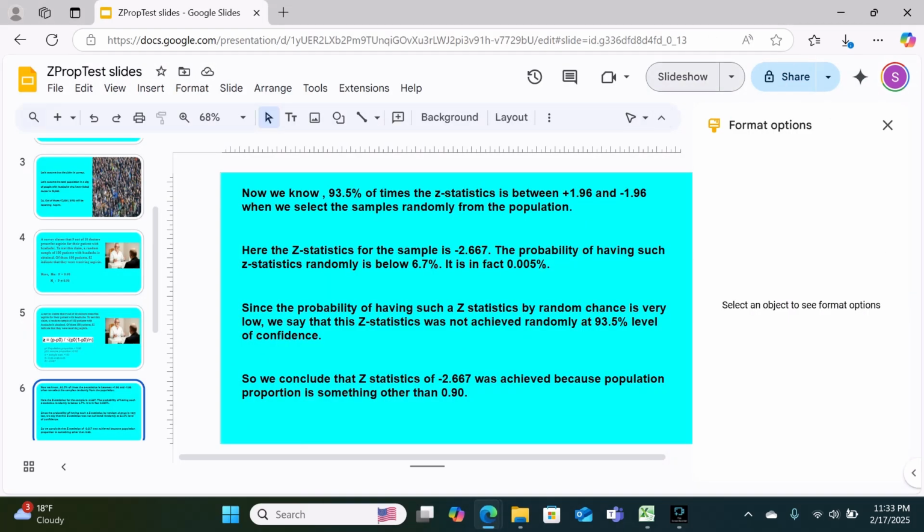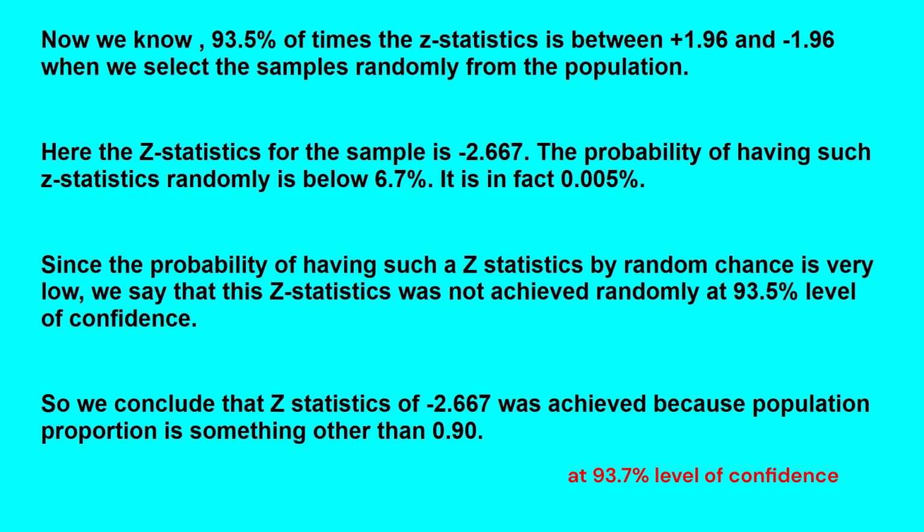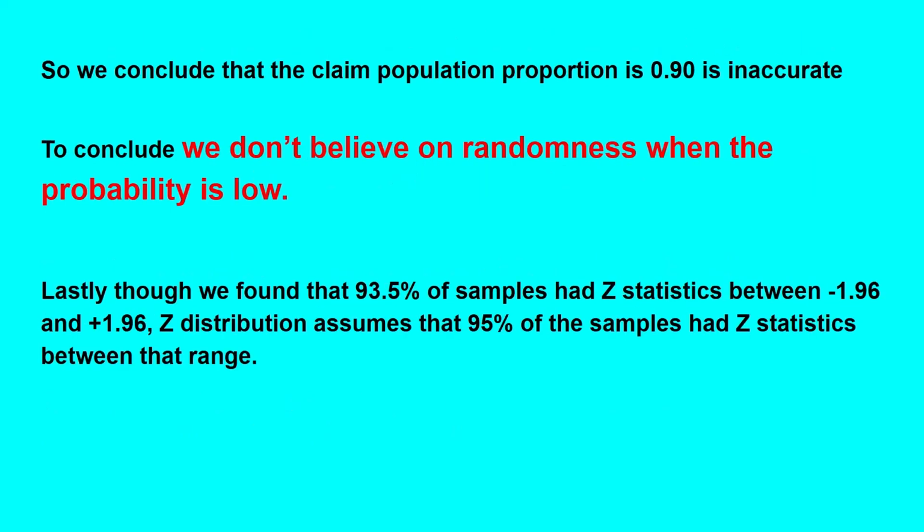So the probability of having such a G statistic by random chance is very low. We say that this G statistic was not achieved randomly at 93.5% level of confidence. So we conclude that the statistic of minus 2.667 was achieved because the population proportion is something other than 0.90. So we conclude that the claim that the population proportion is 0.90 is inaccurate.